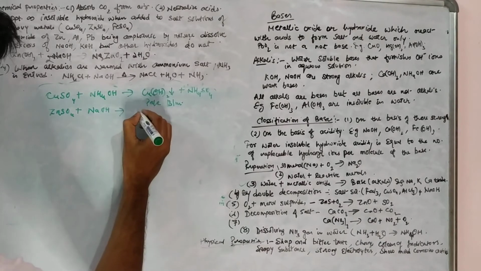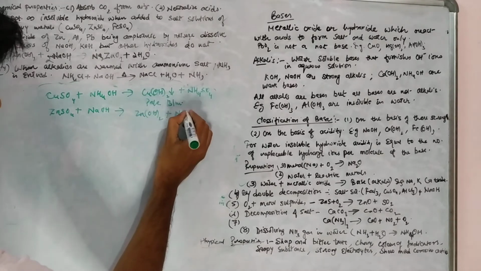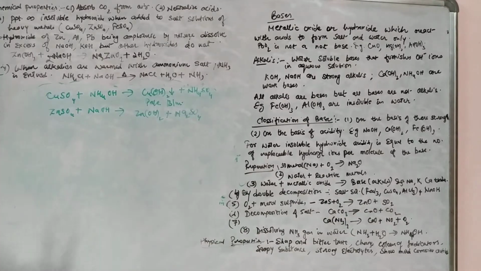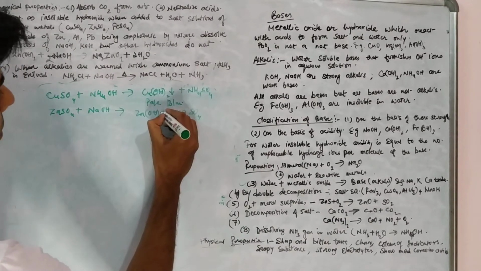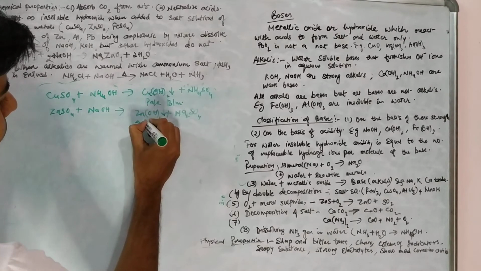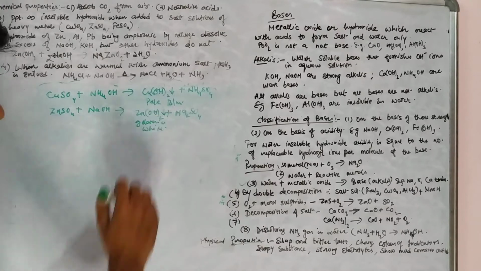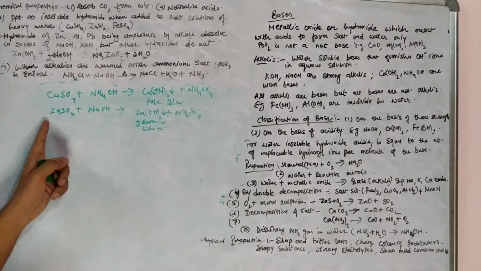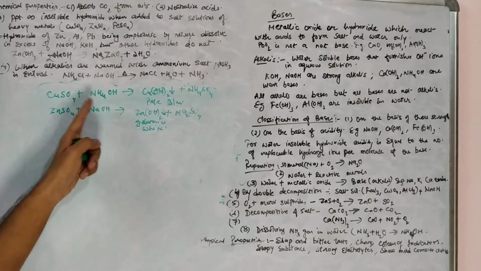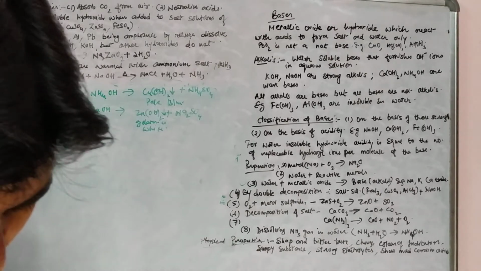Similarly, we have another salt, zinc sulfate, which will react with sodium hydroxide and form zinc hydroxide plus Na2SO4. This is a gelatinous white precipitate. Zinc hydroxide is a gelatinous white precipitate. Just remember the color. So when sodium hydroxide is added to zinc sulfate solution, it gives you a gelatinous white precipitate of zinc hydroxide.